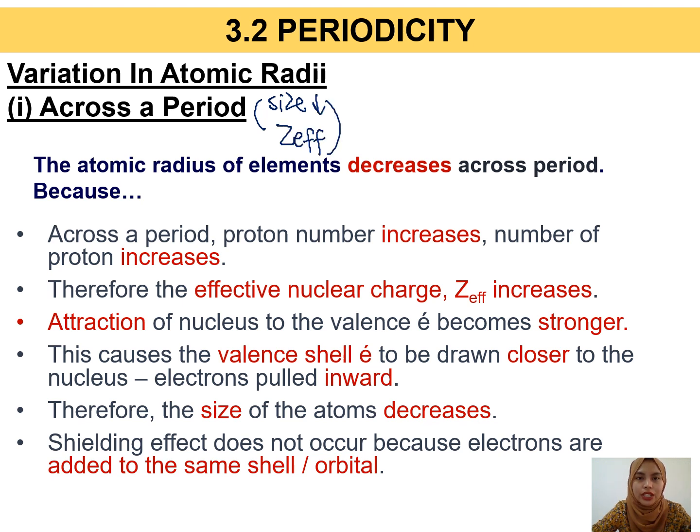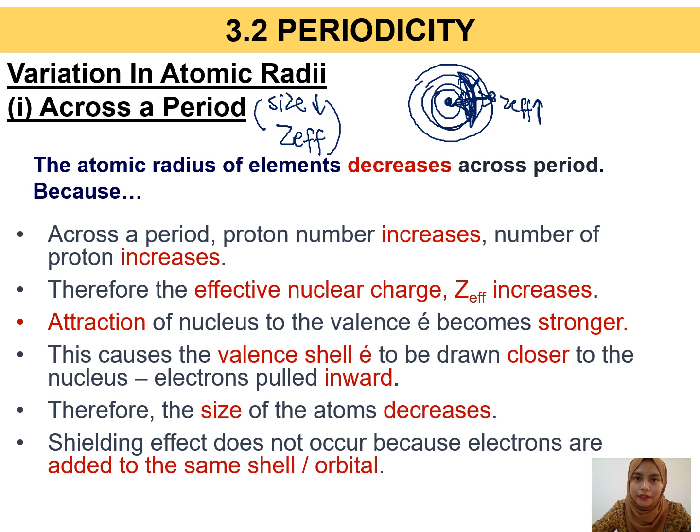ZEF adalah attraction between nucleus dan juga valence electron. So attraction between nucleus dengan valence electron. Okay, so bila ZEF tu dia tinggi, makanya the attraction between nucleus dan valence electron akan makin kuat. So therefore dia akan kecilkan the shell of the valence electron. So makin lama makin kecil. So that's why size pun mengecil.